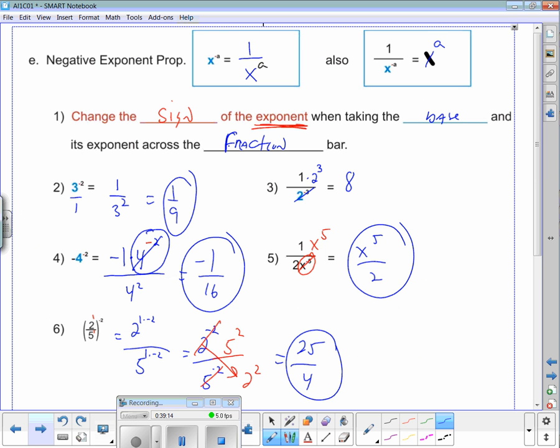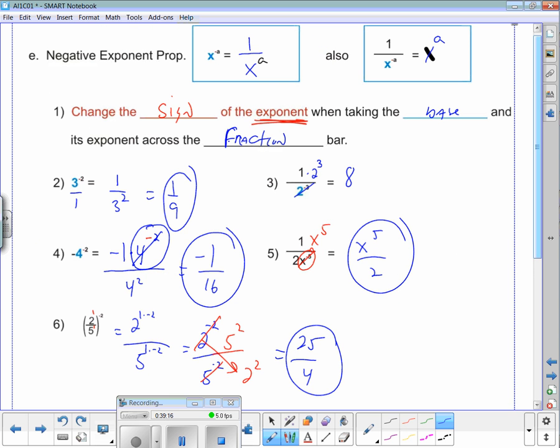And then finally, negative exponents. Here's the key. Number 1 is the key. Change the sign of the exponent when taking the base and its exponent across the fraction bar. That's all you got to do. You'll be good to go.